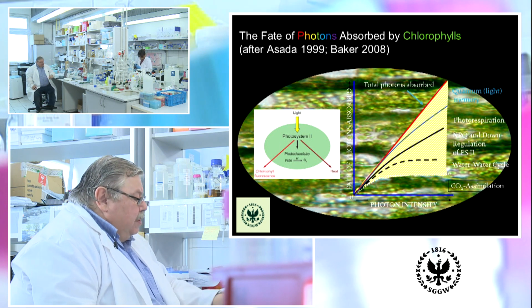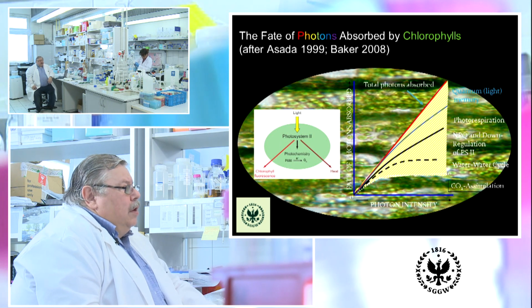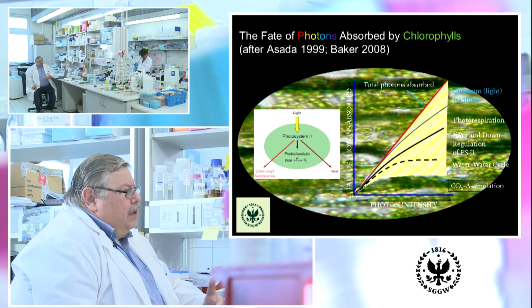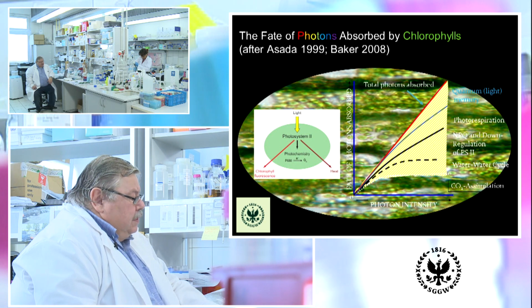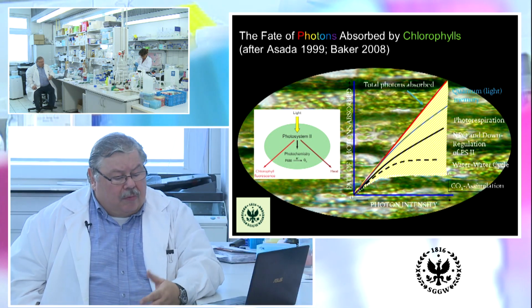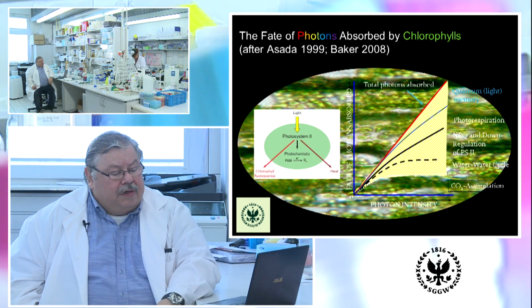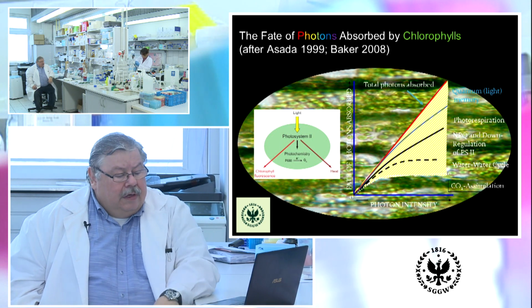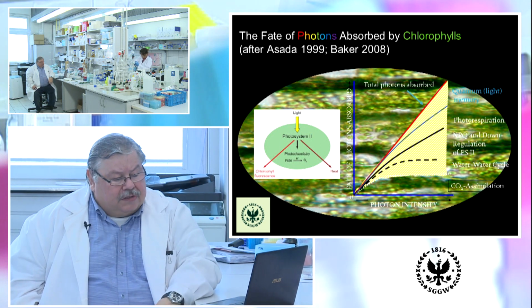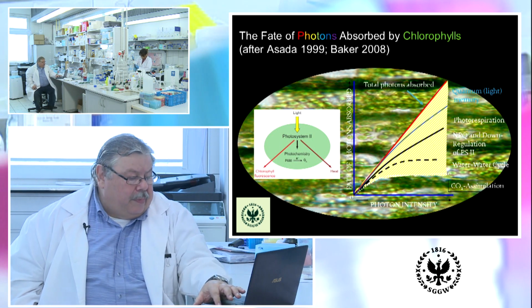And this energy is dissipated or quenched by different processes like water-water cycles, non-photochemical quenching and regulation of photosystem 2, photorespiration, and, recently discovered 10, 12 years ago, quantum light memory, cellular light memory.